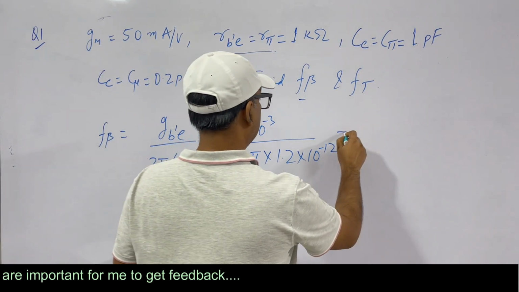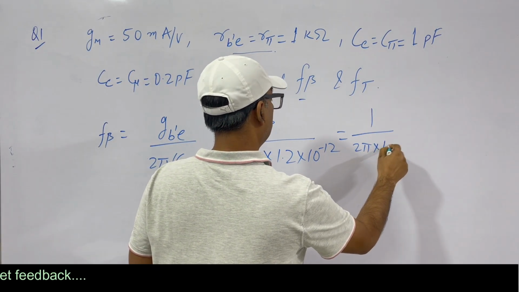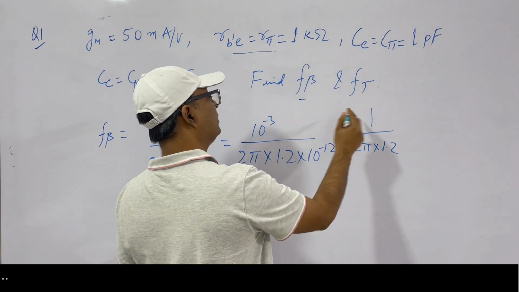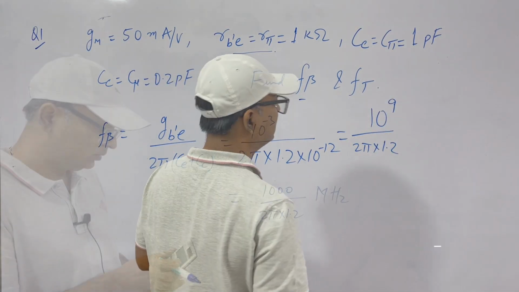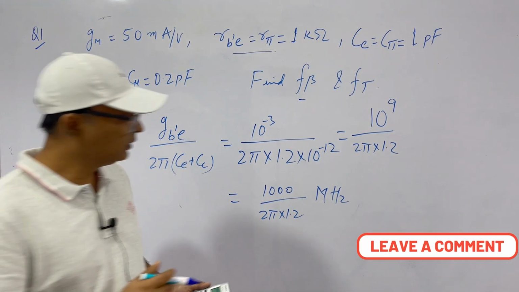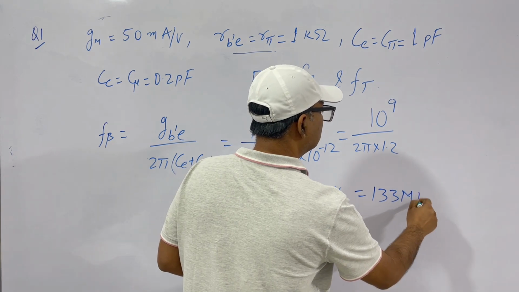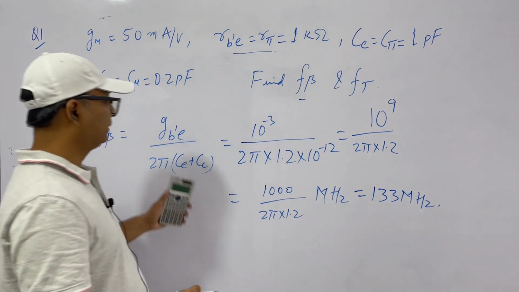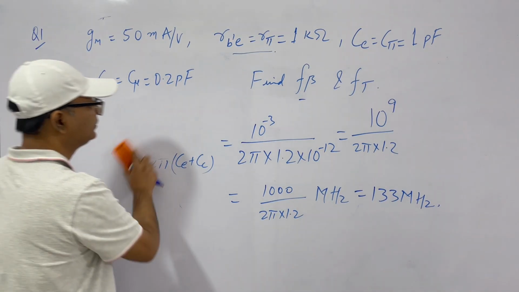Okay, so what do we get? This will be 1 by 2 pi into 1.2. 10 to the power 12 goes here. This becomes 12 minus 3, 9. That is gigahertz. So this comes to 133 megahertz. Okay. Now let's see Ft.